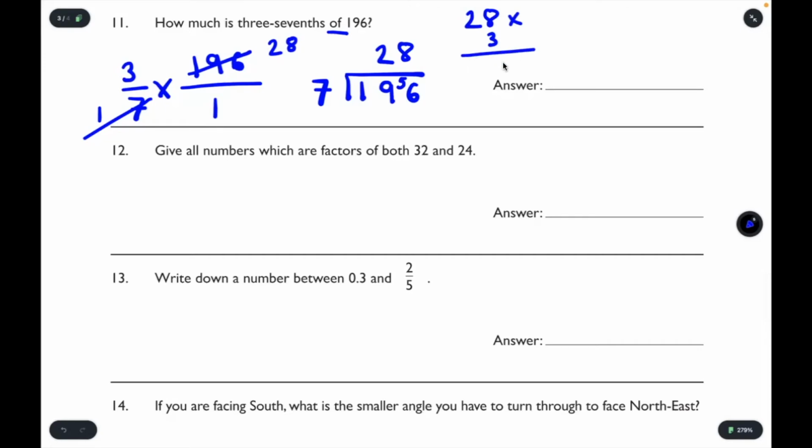8 times 3 is 24, so we've got 4 extra 2. 2 times 3 is 6. Add that 2 is 8.